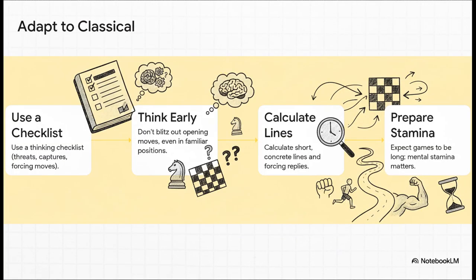So how do you actually use this tool properly? You have to adapt to your thinking. Don't just sit there waiting for an idea. Use a mental checklist for every single move. Even in an opening you've played 100 times, pause and think. Calculate a few short, concrete variations. And remember, this is a marathon, not a sprint. You have to get your mind ready for a long fight.